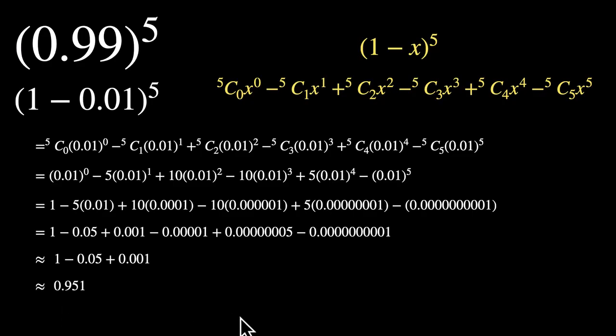Again, let's check using the calculator how close we are to the exact value. The exact value is 0.95099000499. This is very, very close to 0.951. Now, if we divide, we get that the error is 0.001%. This is almost exact. So we're taking the first 3 terms and we're getting an almost exact value of 0.99 to the power 5. That's the power of binomial expansion.